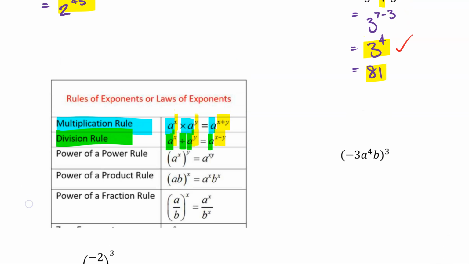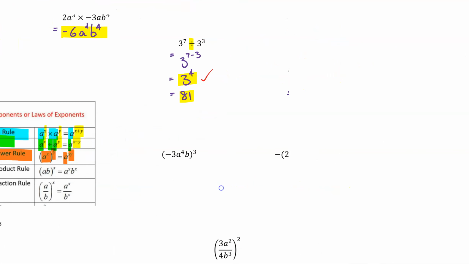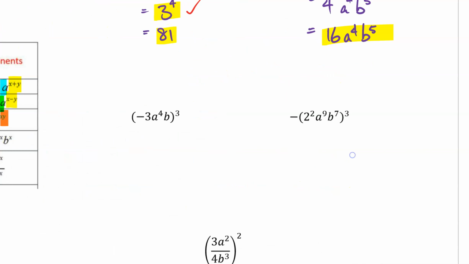Let's talk about some of the other ones. Next one up is the power of a power rule. Okay, here I got a power. It's a base to an exponent, and I put it in brackets to another exponent. That actually means you could just rewrite the base and multiply the exponents. So let's see that in action. That actually happens with these two cases right here. So what's going on? Negative 3, a4, b3, all cubed.